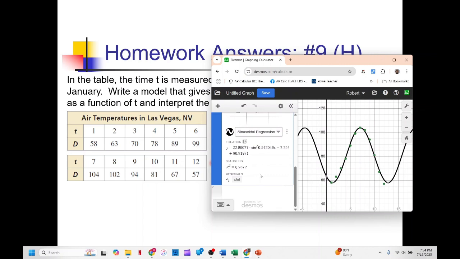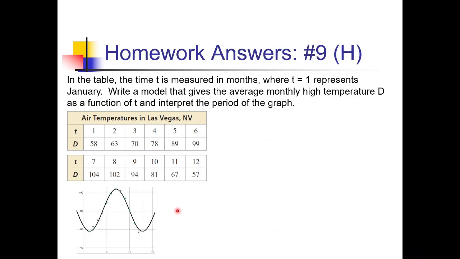So they wanted us to write an equation. That would be this equation right here. We can write this as d of t equals 22.900 and some change times sine of 0.542t minus all of this stuff here, plus this 80.919 out there. So here's all of that stuff.